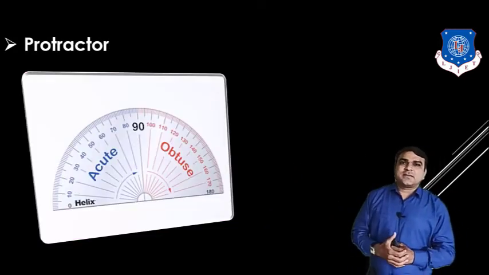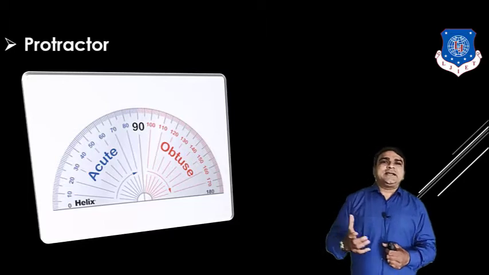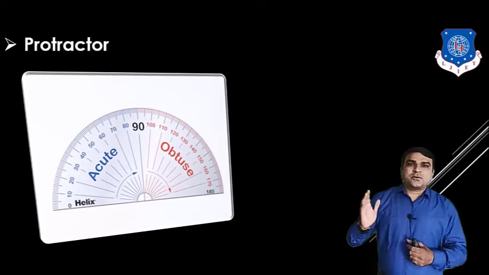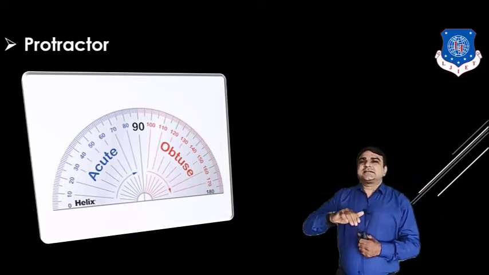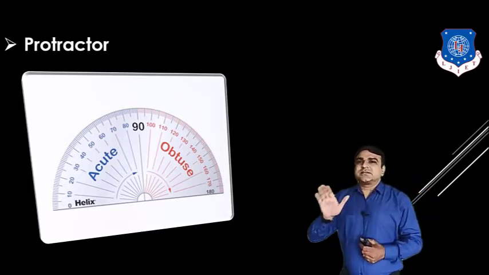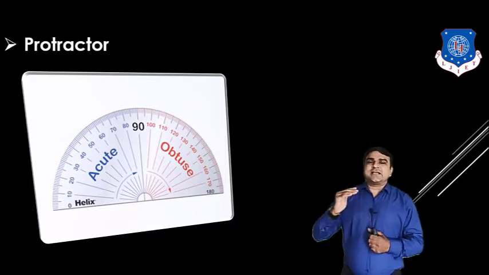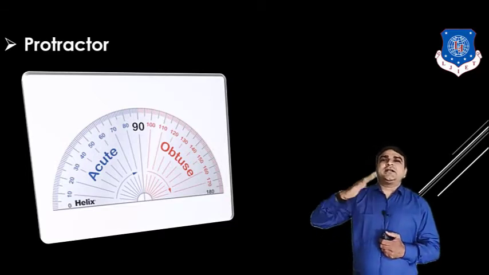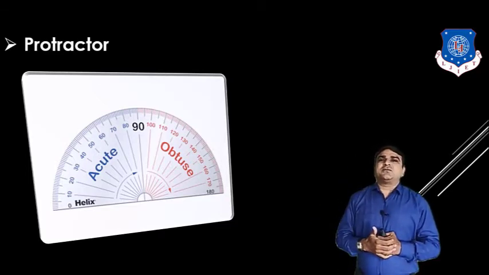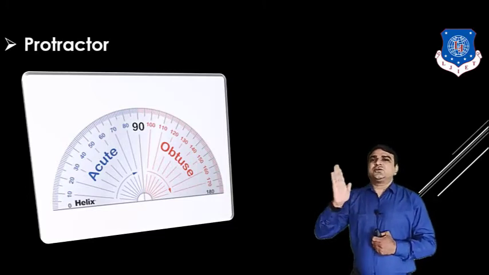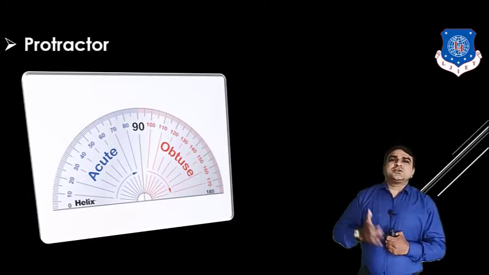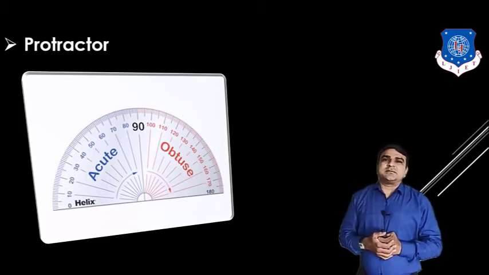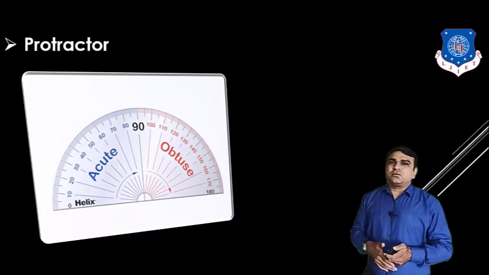Now protector, which is made of tin as well as celluloid and plastic material. Protector is available in semicircle as well as in circular shape. In the semicircular protector, you can see it is graduated in multiples of 1 degree from 0 degree to 180 degree. So with the use of the protector, you can draw angles between two lines in multiples of 1 degree from 0 degree to 180.